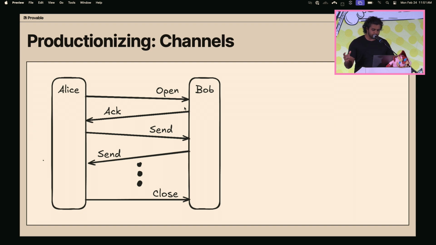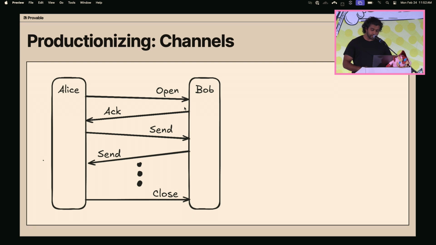The way it works, at a high level, is you have two parties who want to transact, send money back and forth to each other, Alice and Bob. And what they're going to do is go through a couple of steps where they open up a payment channel via an open and an acknowledgement, and then send as many transfers back and forth with each other, and then finally close the whole thing.